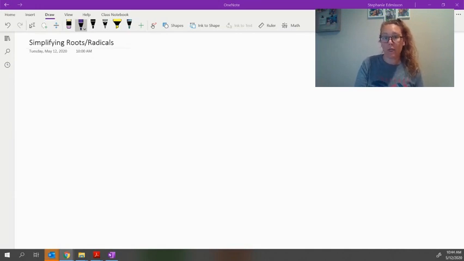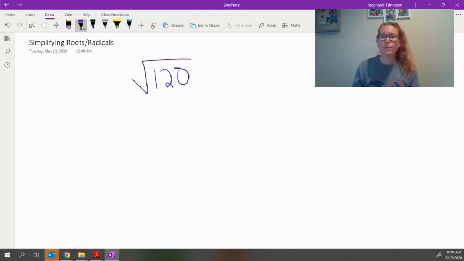So you're probably familiar with the term square root, and a square root is a symbol that looks like this, okay? It can also be called a radical. They're different words for the same thing. So our first example we're going to look at is the square root of 120. Now, what we're trying to do today is simplify this, okay?